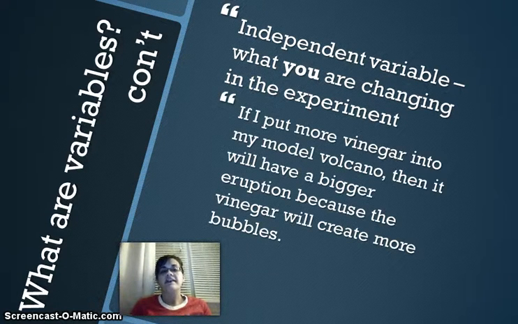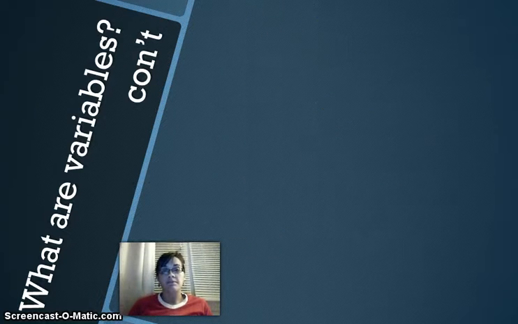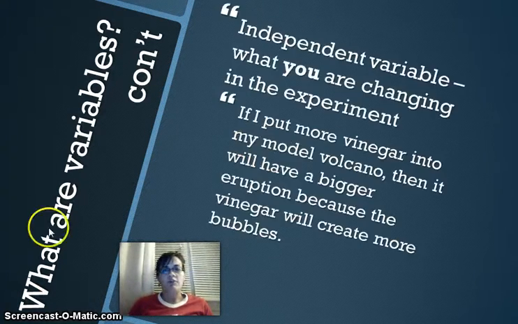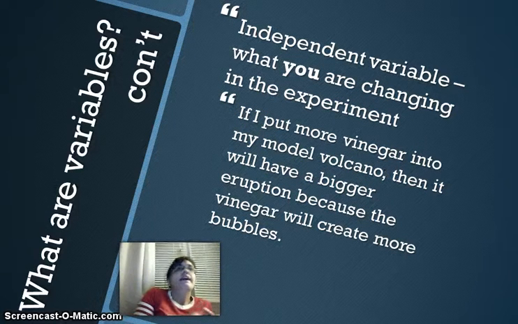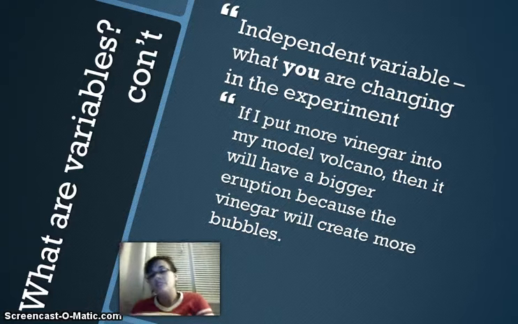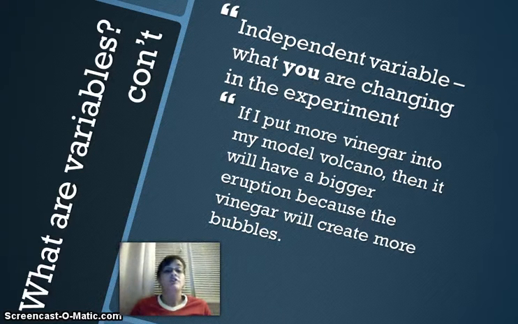So here's a hypothesis kind of based off that model volcano thing that we were doing last week. So if I put more vinegar into my model volcano, then it will have a bigger eruption because the vinegar will create more bubbles. The independent variable, what you are controlling, is the amount of vinegar, this part right here. You are in charge of that. You will put maybe, let's say, 1 tablespoon of vinegar in this time, and then 2 tablespoons, and then 3 tablespoons. It's what you as the scientist are changing. That is your independent variable.